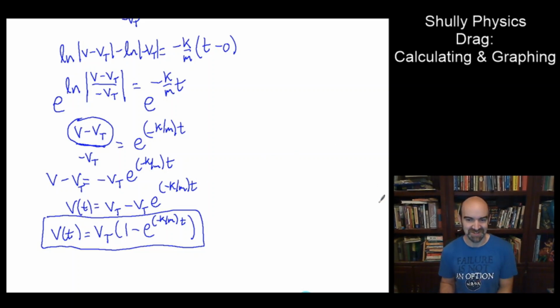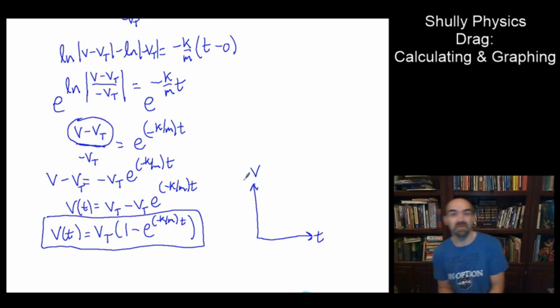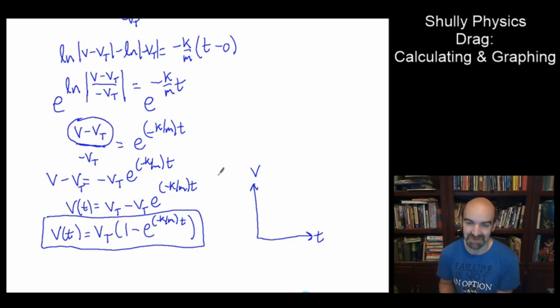Now, is this function looking like that thing we had on the first page? Well, let's check it out. Let's look at some limits here. When time is equal to 0, what is velocity? If t equals 0, then this whole exponent is 0, and any number to the 0 power is 1. So when time equals 0, this parentheses becomes 1 minus 1, which is 0. So sure enough, our function does start at a velocity of 0.